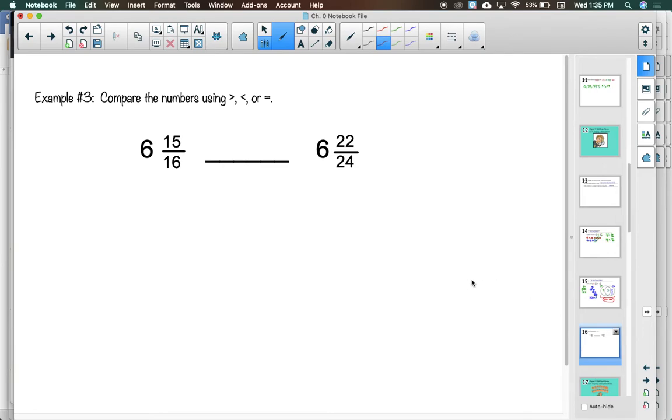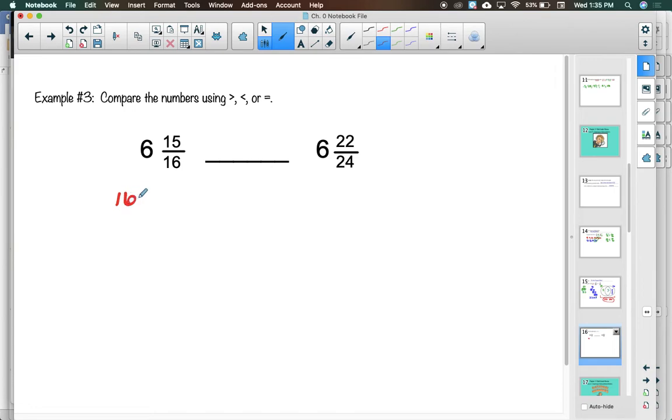Last but not least, we have these two mixed numbers to compare. Well, the first thing I want you to take notice of is that they have the same whole number, 6 and 6. So if they're the same, now we have to look at the fraction pieces to compare them. So I don't really need those 6's at this point. I need the fractions. So you have your choice of if you want to do the listing method or the Venn diagram method. I think I'll do the listing method here.